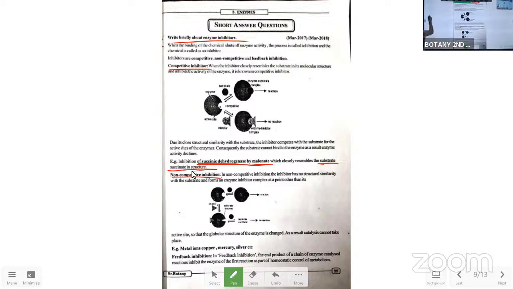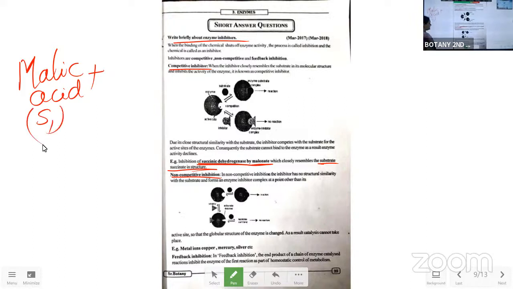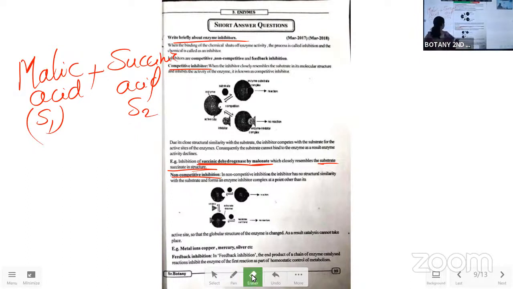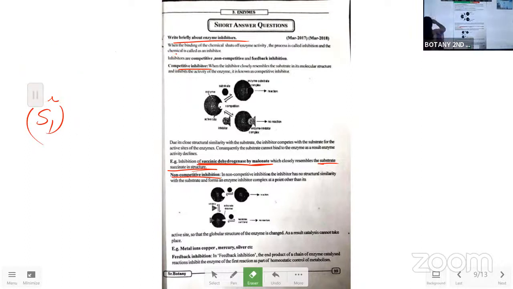Okay, so malic acid, this is the substrate 1, and the inhibitor here is a succinic acid. This is the inhibitor 2. They have the same shape, but this one has a somewhat different shape, so that it cannot fix itself in the enzymatic groove to release the products. That is the competitive. Non-competitive inhibitors, examples are the metal ions: copper, mercury, silver. These are the examples of the non-competitive inhibitor.